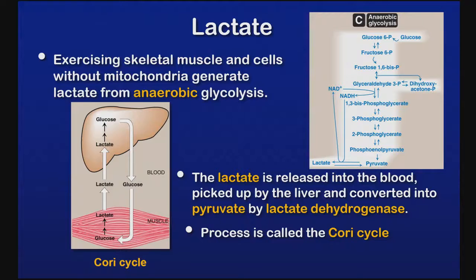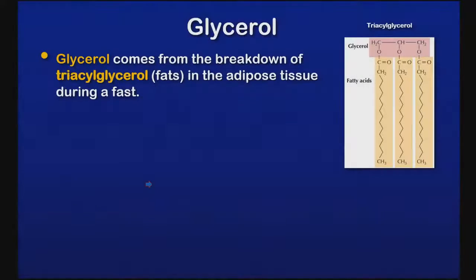And this process is called the Cori cycle. Glucose is oxidized, broken down all the way to pyruvate, lactic acid is formed, and taken back to the liver. Gluconeogenesis occurs, glucose is reformed, goes back in the blood, and so forth. So it's called the Cori cycle. Is that clear? All right.